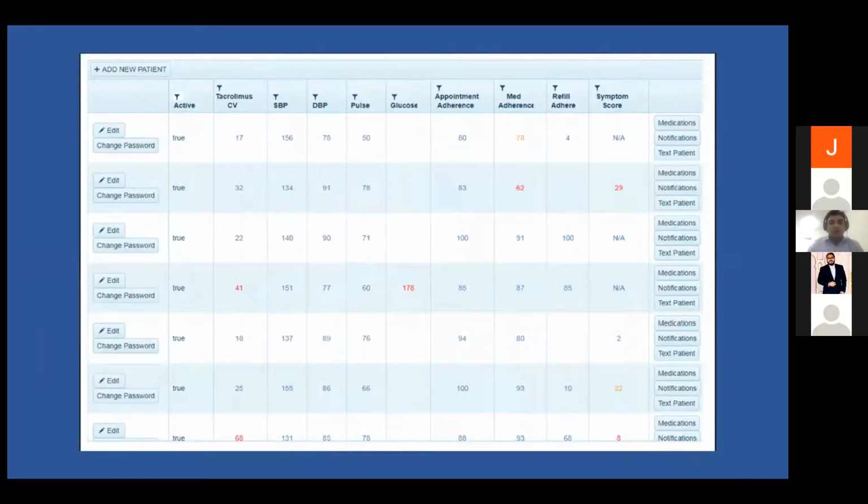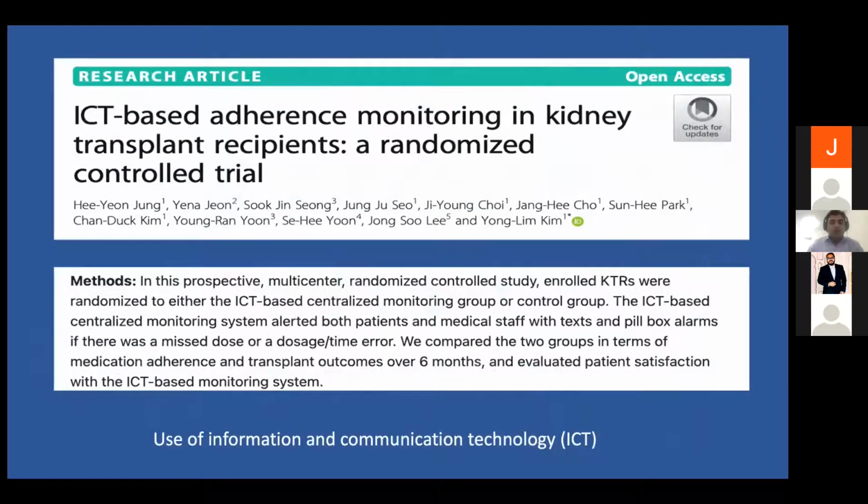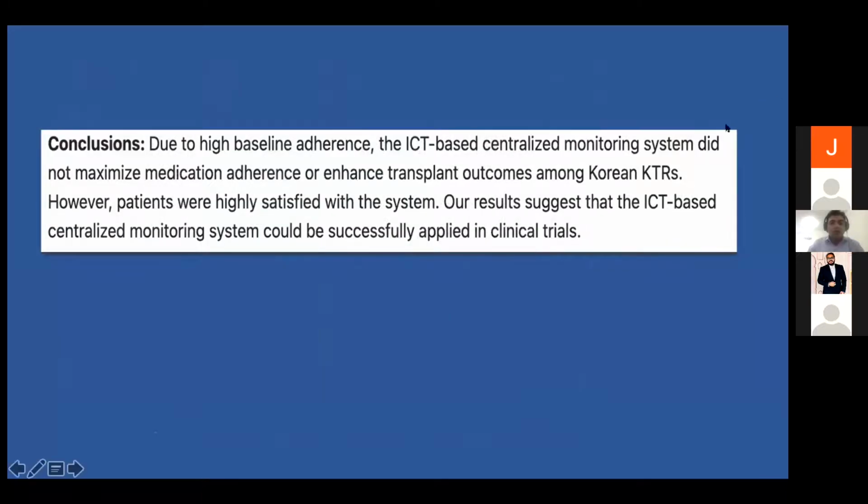These are steps which can be harnessed and utilized, and which can increase the graft survival of these patients and improve quality of life. Now, there was a study published in Korea on the use of information and communication technology. It was a randomized controlled trial. Due to high baseline adherence, the ICT-based central monitoring system did not maximize medication adherence, because the patients were already aware of their transplant program and had well organized pharmacy involvement. However, the patients were highly satisfied with the systems. And if someone is doing clinical trials, they can employ this approach.